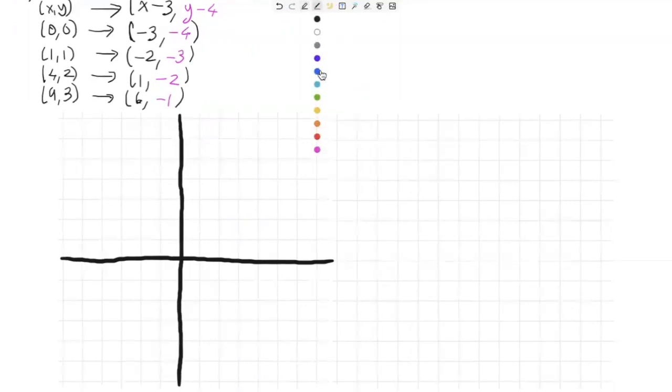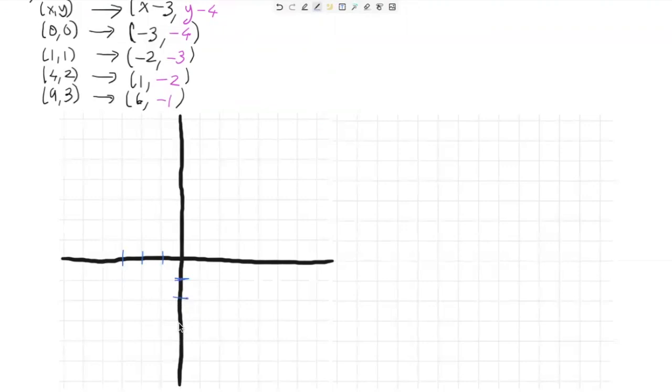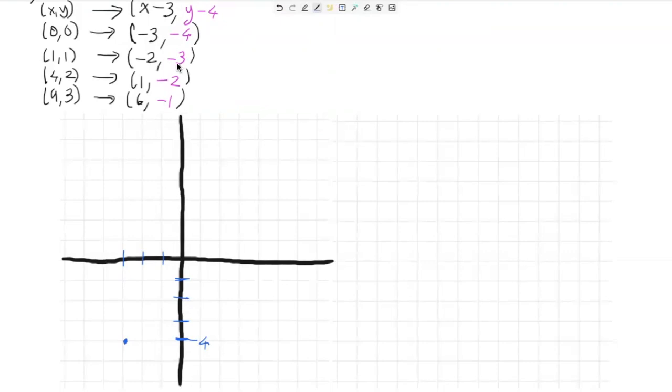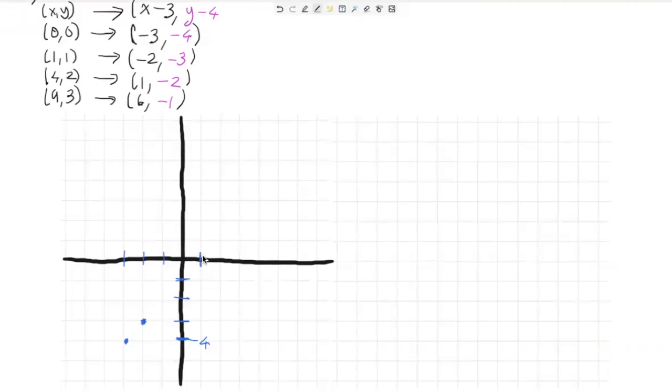So let's see. We've got -3 with -4. Okay, so -3 with -4: -1, -2, -3, -4. That's right there. Then I have -2 with -3, and then I have 1 with -2. So x is 1, y is -2.